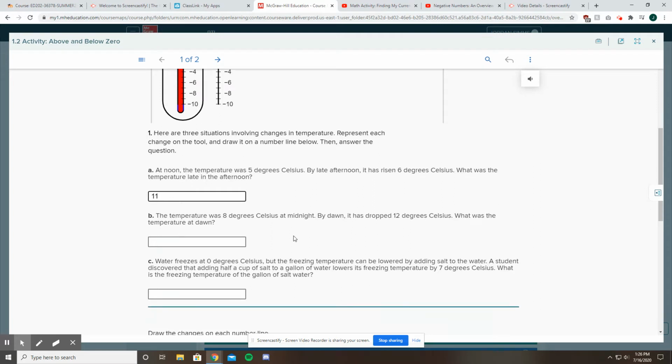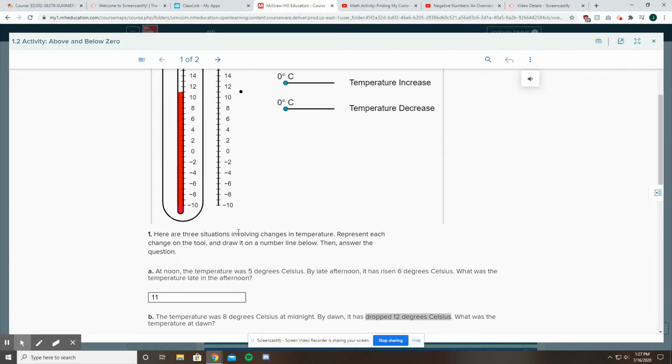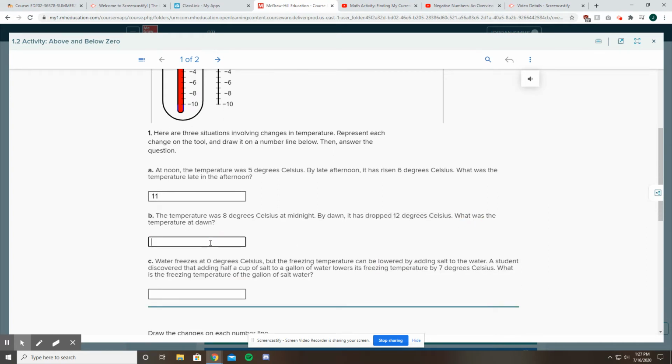If you go to B, it's the same concept. The temperature is 8 degrees, so that's your starting temperature. And by dawn, it dropped 12 degrees Celsius. So we would find our starting temperature of 8, and then it dropped. If rising or risen, we go up; dropping, we're obviously going to go down. So 1, 2, 3, 4, 5, 6, 7, 8, 9, 10, 11, and 12, which puts us at a temperature of negative 4 degrees Celsius.